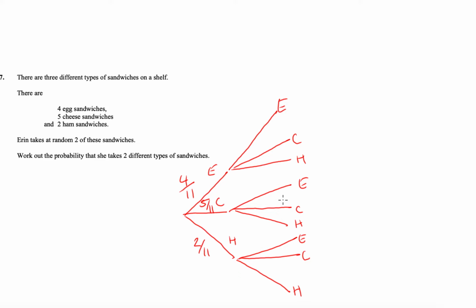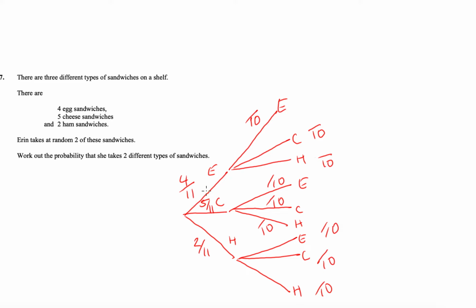Okay. So once she's taken an egg sandwich, how many sandwiches are there now in total? There was 11, and she's taken 1, so now there's 10. So we know all of these probabilities are going to be out of 10, because this is her first pick and now this is her second pick. In order to get to one of these, you have to have gone through one of these, and thus you have to have taken 1 sandwich. So the total is now 10.